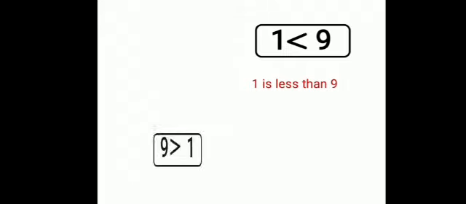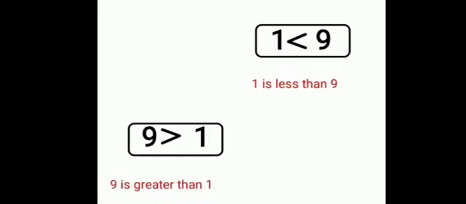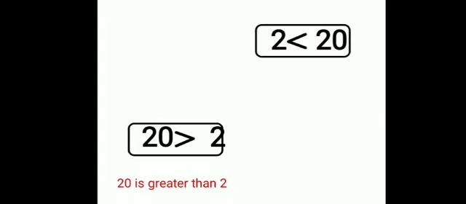Let's take another example. 1 and 9. We will read this as 1 is less than 9. And this as 9 is greater than 1. Let's take the third example here. 20 and 2. So how are we going to read this? It's 20 is greater than 2. And what about this? 2 is less than 20.